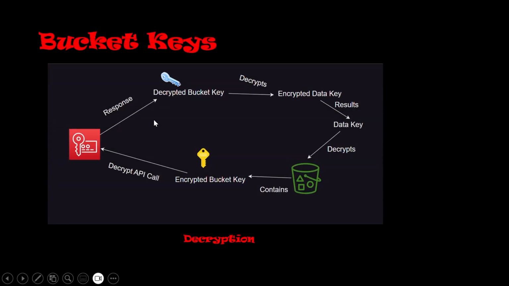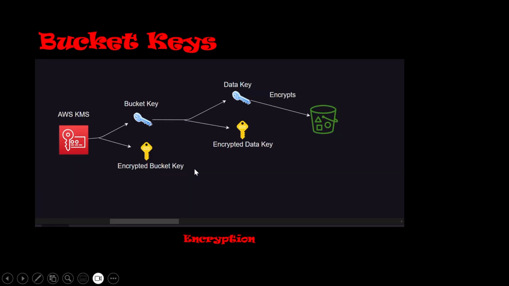And during decryption, as S3 contains the encrypted data key, this must be decrypted with a bucket key. S3 also contains this encrypted bucket key, right? Now S3 requests KMS for the bucket key for the corresponding encrypted bucket key. Now KMS gives a bucket key as a response. Now this bucket key is used to decrypt the data key, and the data key decrypts the data and returns it to the user. This whole process is useful only when frequent calls are being made to the S3 object. If not, this doesn't make sense.